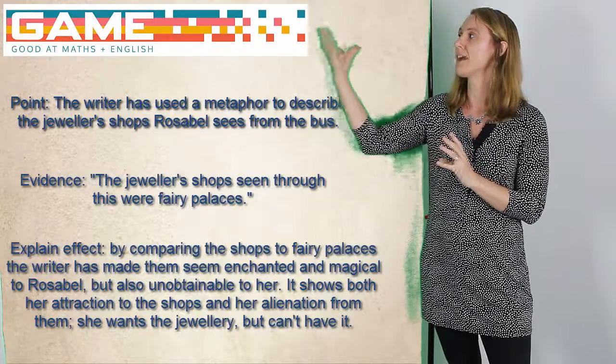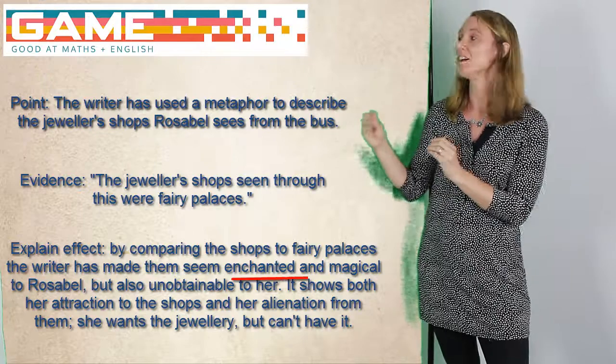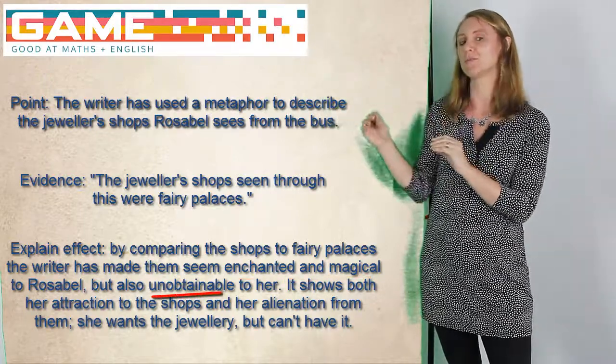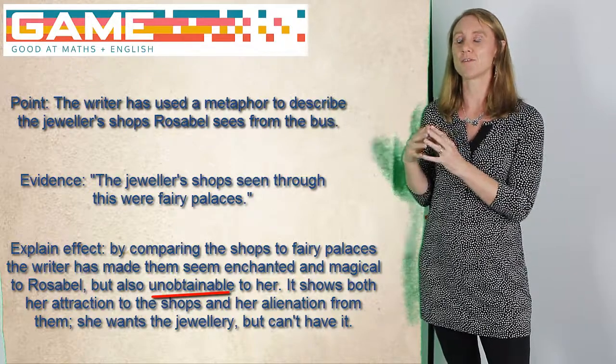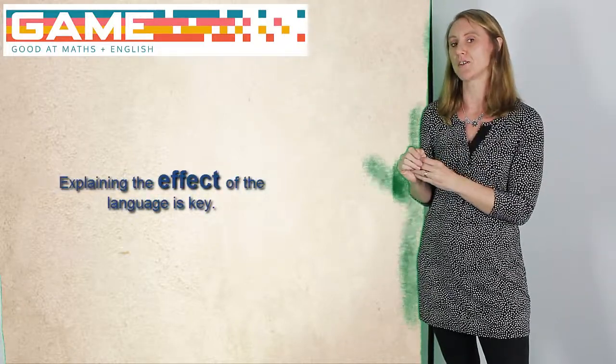This week, where we were looking at the fairy palaces in the Rosabelle text, we were looking at the associations of that: it was magical, that it was enchanted, perhaps that it was unobtainable for Rosabelle to have the jewellery from those shops. Okay, so if you can really develop the effect, that's going to boost your score up through those levels.